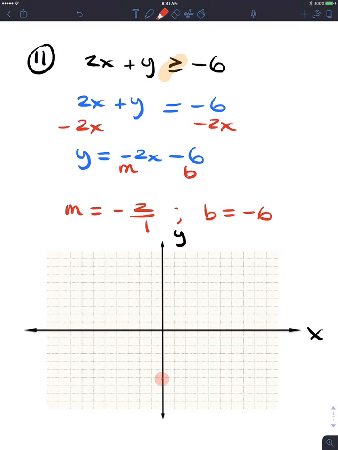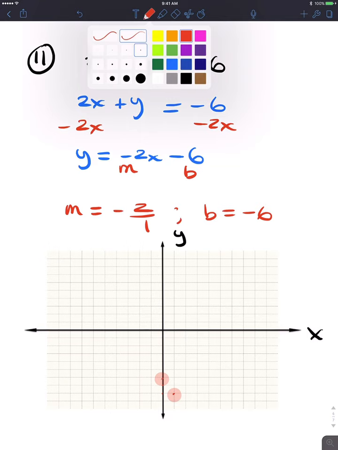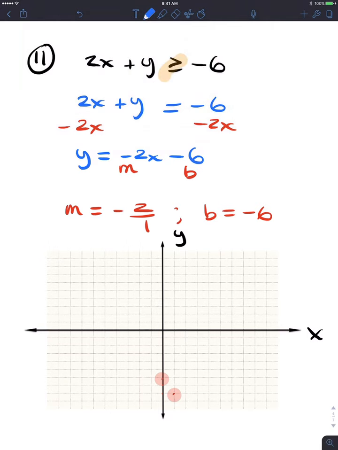We're going to use a slope of negative 2 over 1, which means we have to go down 2 and then to the right 1. From this intercept, 1, 2, to the right 1. This is the location of my next point, highlighted. It's down 2 to the right 1 because my slope is negative 2 over 1. Let's draw our line. Our line again is going to be solid because it's a greater than or equal to sign for our inequality.